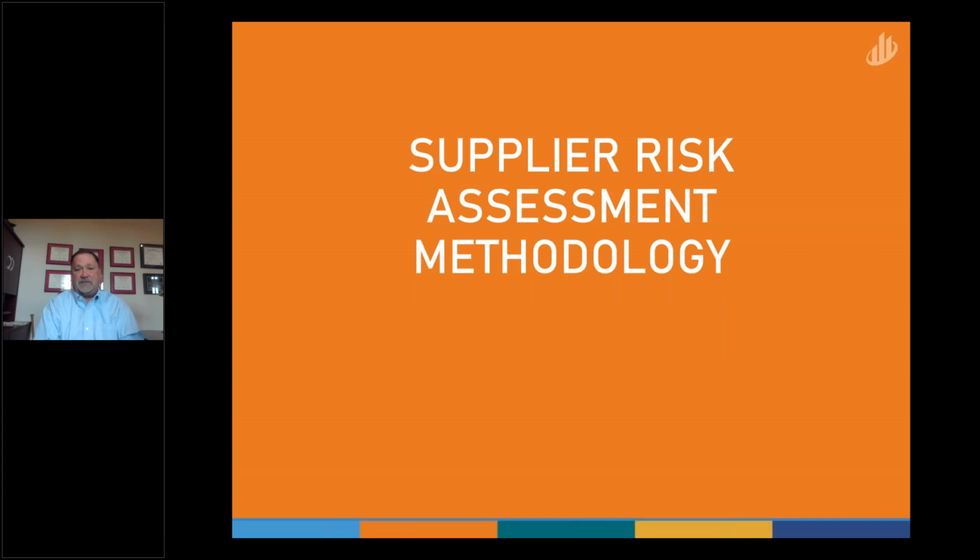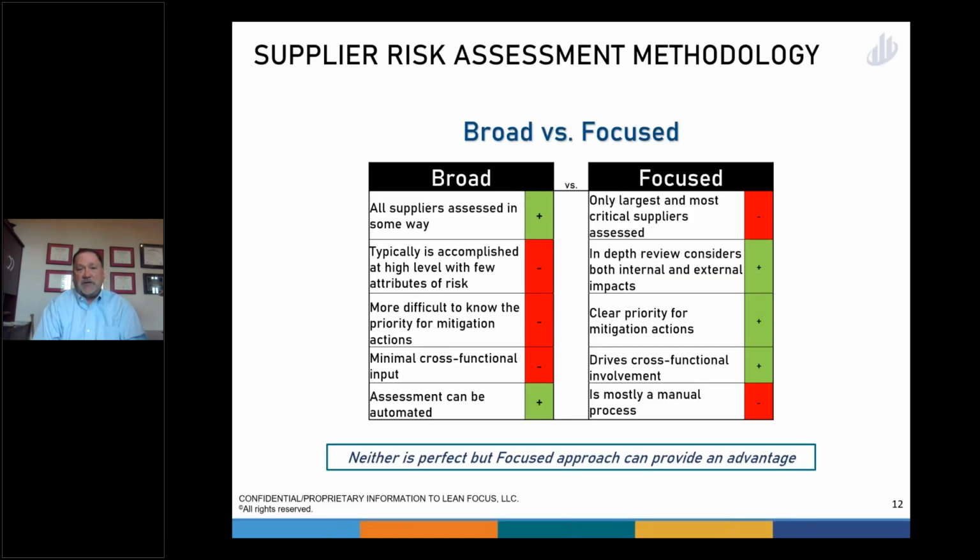Okay, so let's dive into what is supply risk management and the methodology in order to do risk assessments. In general, there are 2 types or 2 categories of assessment methodology. There is the broad approach that really looks across all your supply base, and we'll talk a little bit more about that. And then there's the focused approach, where you're only focusing on maybe your largest and most critical suppliers to get a deeper understanding of where potential supply risk may exist.